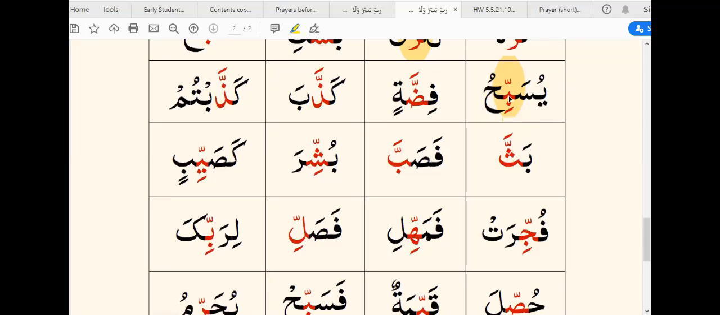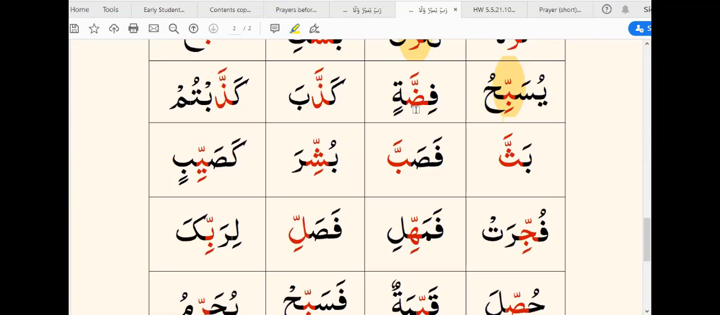Sab. Sub. And then letter Ba has a kasra. Bihu. Yusabbihu. Yusabbihu. Well done.